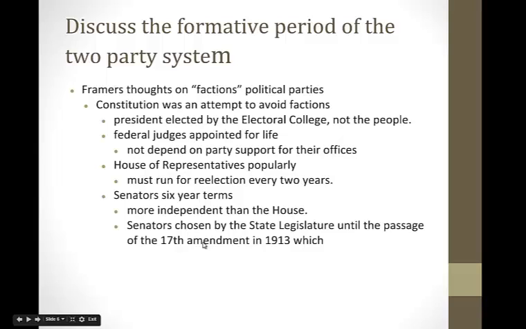And also, it wasn't until 1913, with the 17th Amendment, that the eligible American voter actually could vote for a senator. Senators used to be chosen by state legislatures. And this was seen as a way of, again, insulating them from party politics at that time. So the structure of the government was an attempt to stop political parties from either forming, or if they did form, from at least trying to curtail the power that they might have within the federal government.